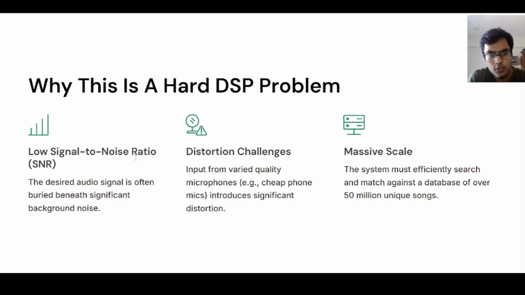The first one is low signal to noise ratio. What it means is that the core audio is less as compared to the noise in the surroundings. Second is distortion challenges. What if a person is capturing the audio from a cheap quality microphone, which would itself introduce some significant distortion. That's a challenge. And the third challenge is that in the database there'll be more than 50 million unique songs. Out of all those unique songs, you need to efficiently search and match that one particular song, which will give you the correct match.